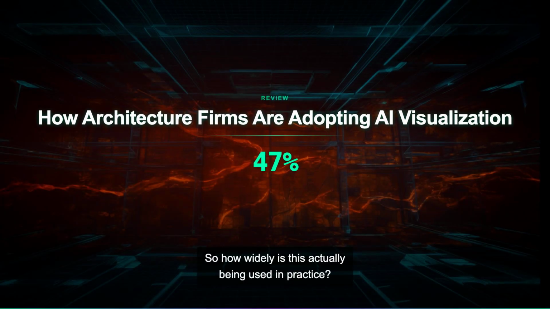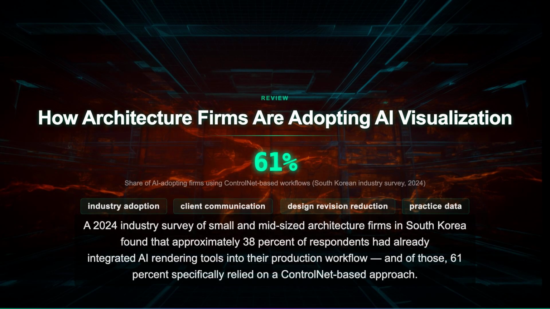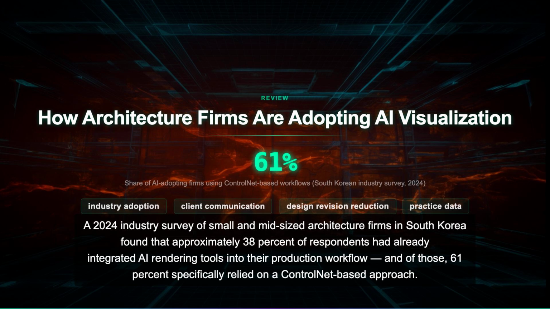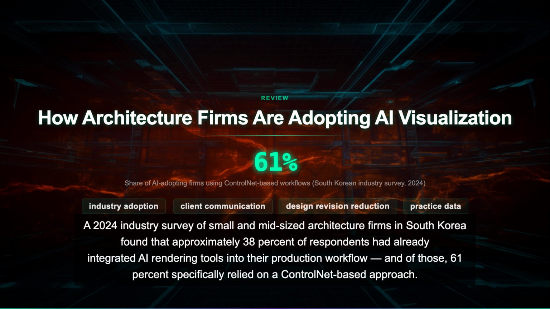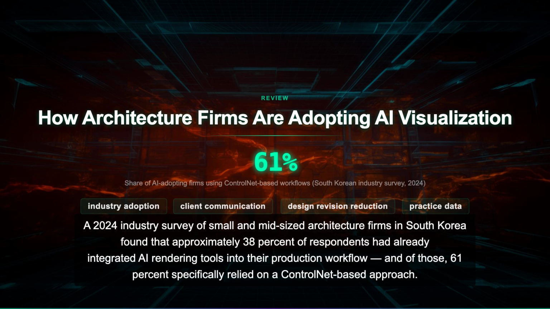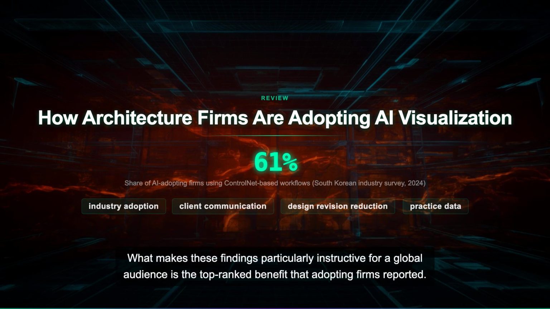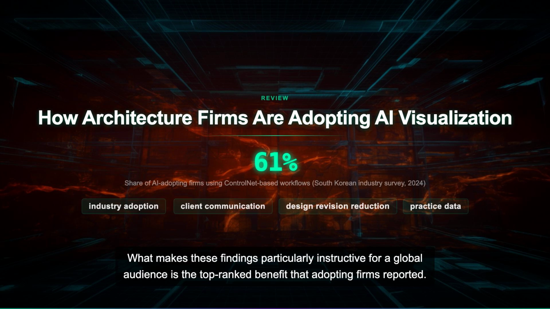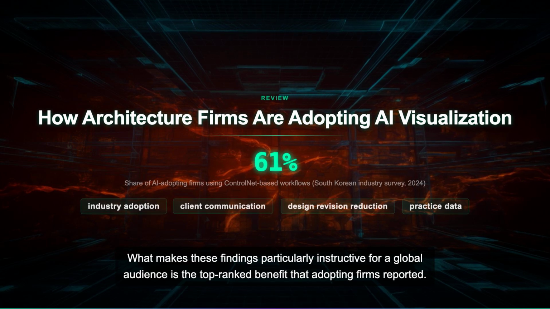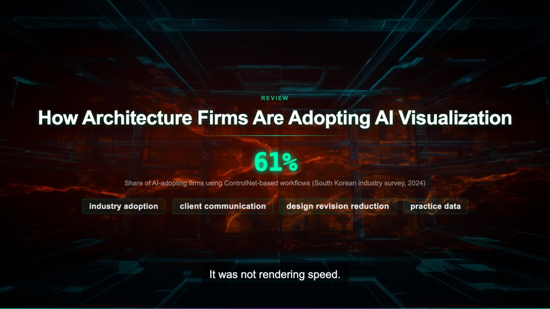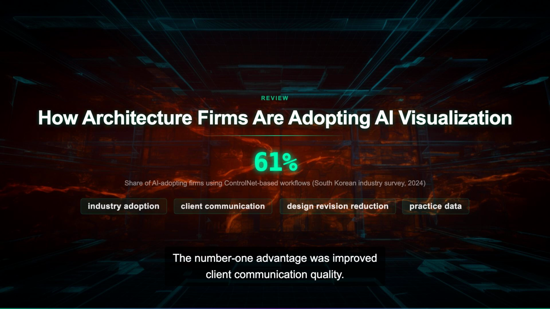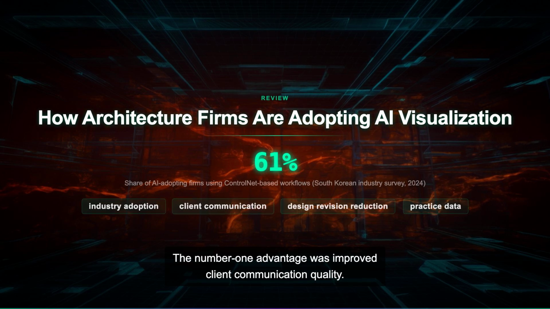So how widely is this actually being used in practice? A 2024 industry survey of small and mid-sized architecture firms in South Korea found that approximately 38% of respondents had already integrated AI rendering tools into their production workflow, and of those, 61% specifically relied on a ControlNet-based approach. What makes these findings particularly instructive for a global audience is the top-ranked benefit that adopting firms reported. It was not rendering speed. The number one advantage was improved client communication quality.